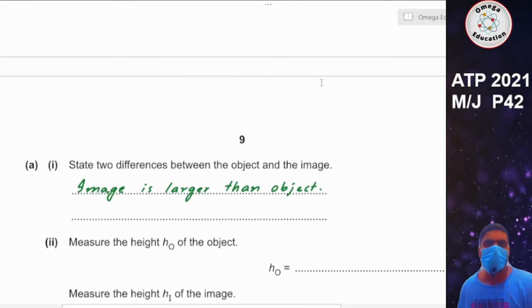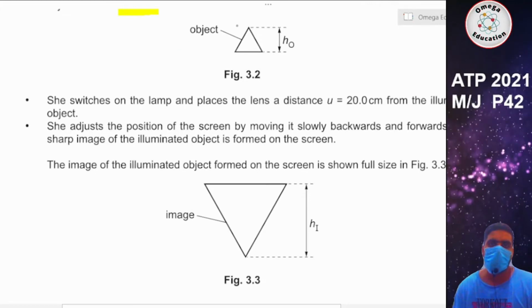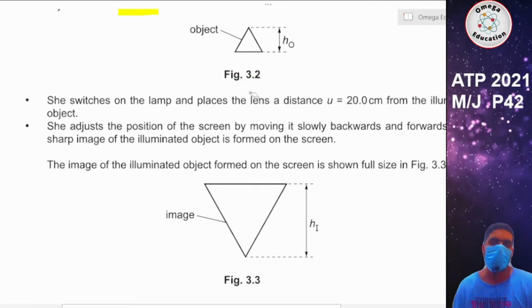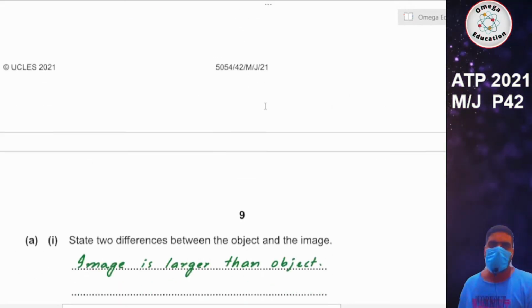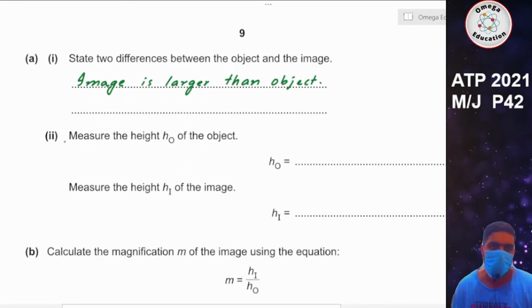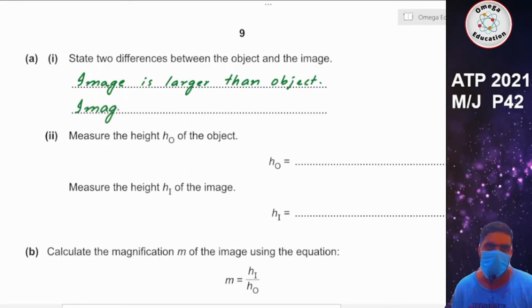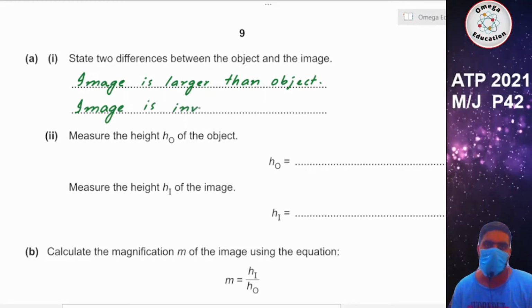Another difference, if we compare the object with the image, we can conclude that the image is upside down with respect to the object. So we can say the image is inverted. Image is inverted.